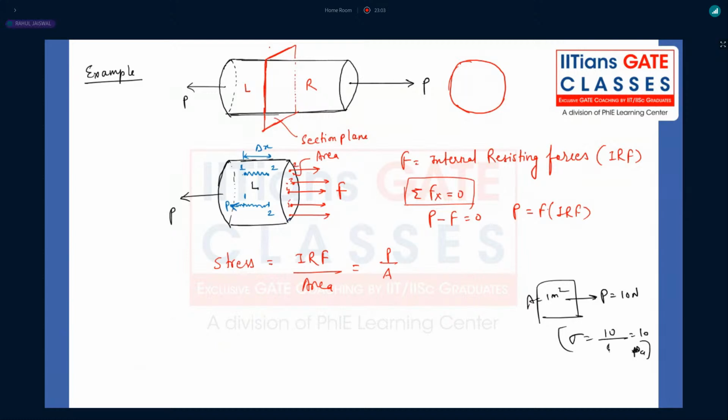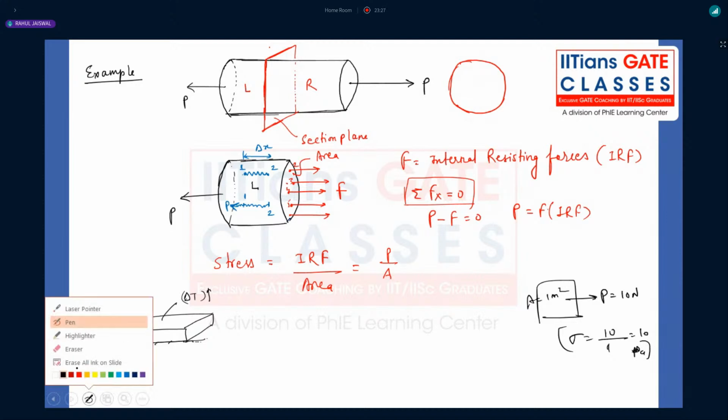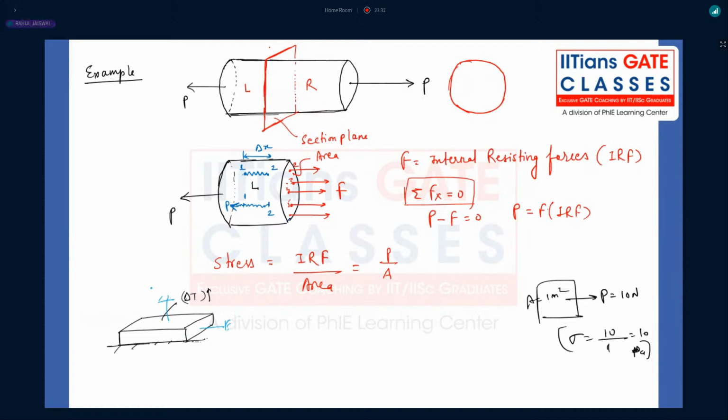Tell me guys. When you think of any case of free expansion, right? Suppose a body is placed, for example, on a surface. And now if I increase the temperature and there is no support, basically no restriction on any side, no support here and here. This body is free to expand when the temperature is increased, right?